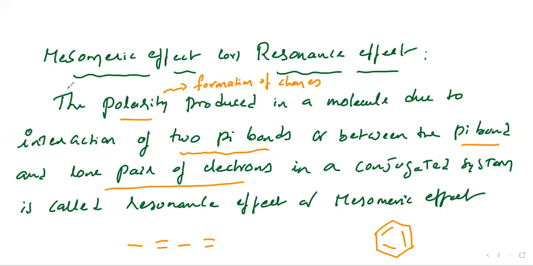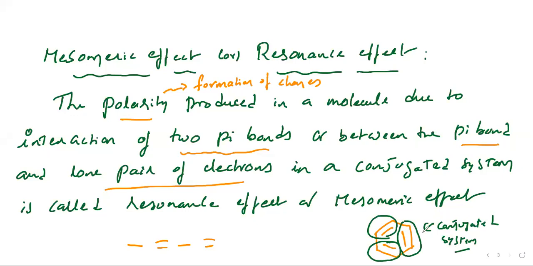Please mute yourselves. Okay. Conjugate system means alternate single and double bonds. Alternate single bond, double bond, single bond, double bond. This we are calling a conjugated system. If a molecule contains alternate single and double bonds, we call it a conjugated system. Understood, students?